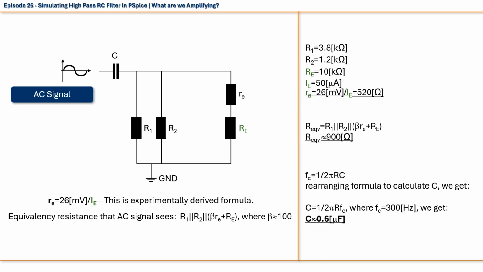From the previous video we have learned that what the AC signal sees in terms of input impedance is a combination of resistors R1 and R2 in parallel, all that in parallel with the current limiting resistor Re, which is in series with the internal equivalent base-emitter resistor small re. Plugging in all the values for all resistors, we get that for a cutoff frequency of 300 Hz we need a 0.6 microfarad capacitor, with the equivalent input impedance calculated at 900 ohms. Let's redraw this circuit with the new calculated values.